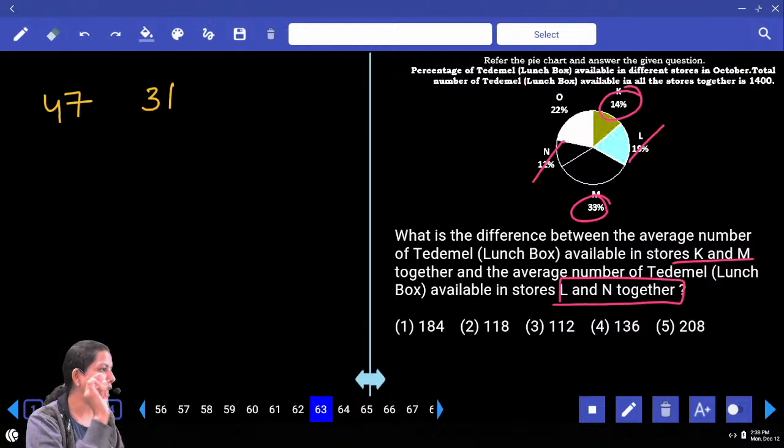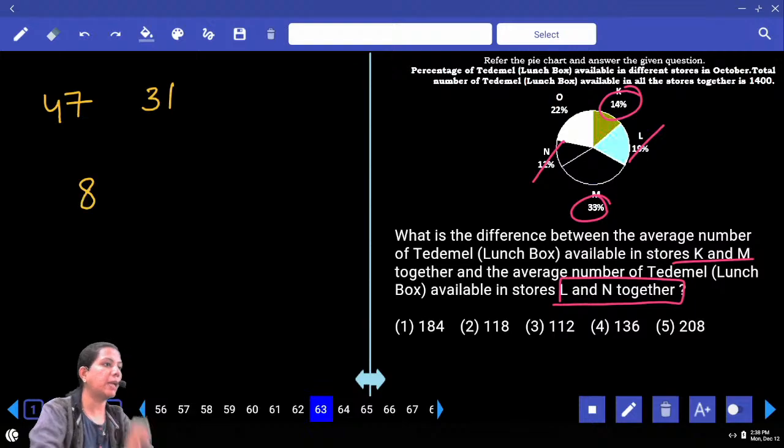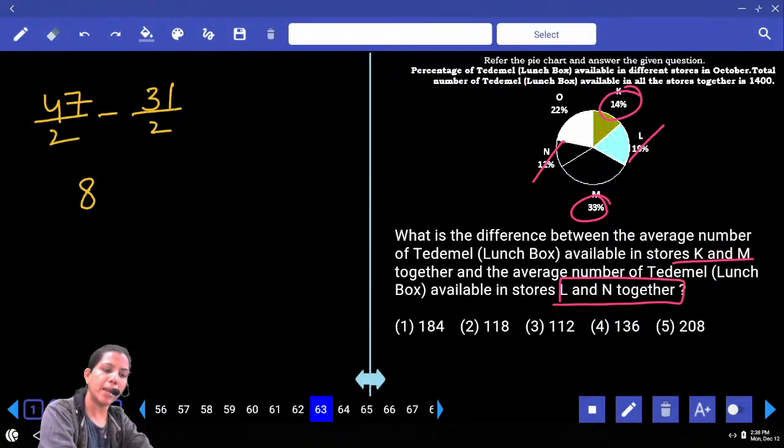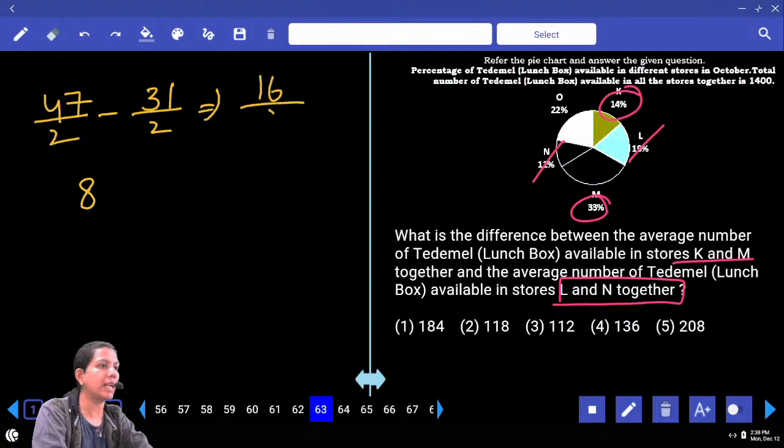47 sum, 31 sum. Difference is equal to? 16. 16 is the difference between their sums. But your question is average. Always your comparison with the two only, two observations. L and N, K and M, only two observations. So it is how much percentage? 8%. అర్థమైందా? ఇక్కడ ఏం చేస్తాం అంటే 47/2, 31/2 ఇది చేయాల్సిందే. 16/2 వస్తుంది అంటే 8 అనమాట.